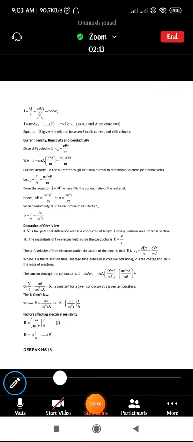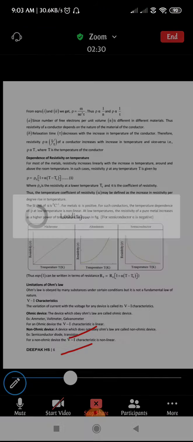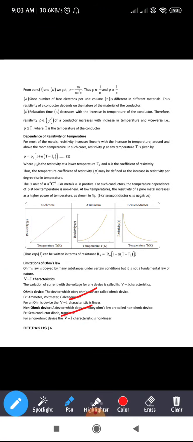The value of R, we have derived in the previous topics, is R equal to rho into L by A. When you compare equations 1 and 2, the left hand sides are the same, so the equation comes out to be rho is equal to m divided by n e square tau, where rho is inversely proportional to n and rho is inversely proportional to tau. That means as the resistivity increases, the relaxation time decreases.